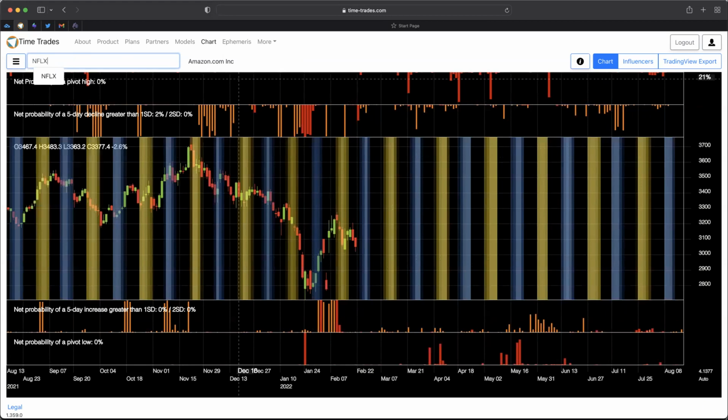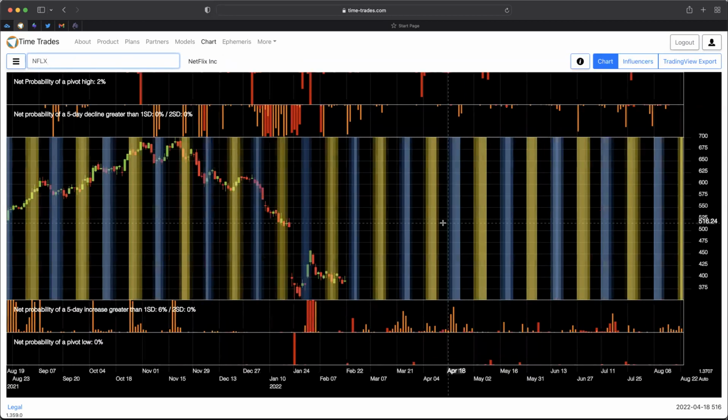Let's take a look at Netflix, see what we can learn here. Netflix has, again, a high probability of a 1 standard deviation down day, 91% on Tuesday, but we see some potential strength here with the 2 standard deviation up day on February 24th. Again, I'm a little wary of some of these one-day wonders. I mean, it may happen, but these standalone forecast bars do not make a trend.